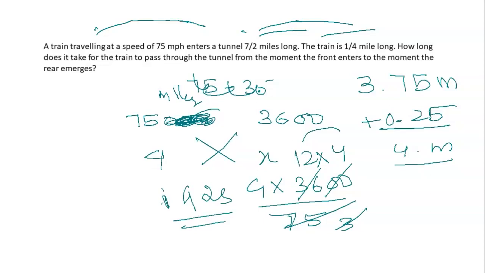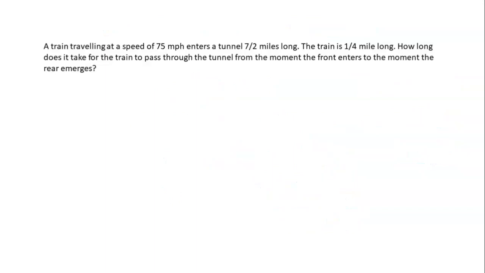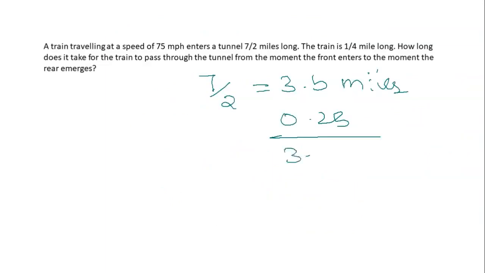So 7 by 2 is 3.5. I'm sorry, I just made a mistake there. In the problem, the 7 by 2 is nothing but 3.5 miles. Okay, 3.5 miles plus quarter miles, which is 0.25, which is nothing but 3.75 miles. Okay, and the train is going at 75 miles per hour. 75 miles for 3,600 seconds. Then for 3.75, how much does it take?